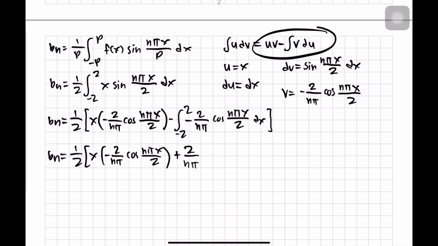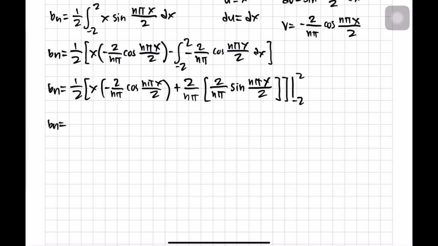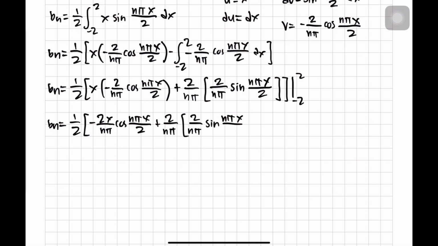So the integral of cosine is sine, and we're just going to exactly copy what we did before. Let's put the 2 at the top and pi at the bottom. That's sine n pi x over 2. And for the top, there you go, because we have double here. And don't forget the boundaries, because we still have the boundaries. Okay, so we're just going to simplify it a little bit. So that's 1/2. We can put now the x, add the 2 over n pi cosine n pi x over 2, and then plus 2 over n pi times 2 over n pi sine n pi x over 2.